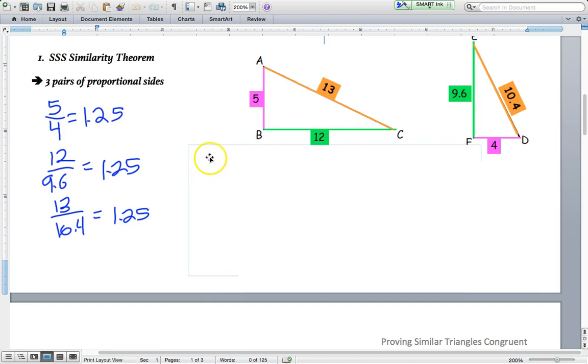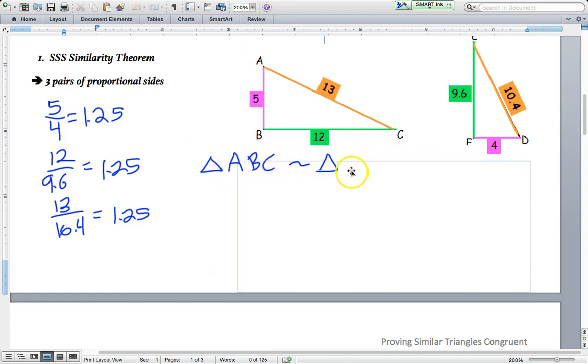So what we'll say is, we'll do a similarity statement. We're going to say this triangle is similar to this triangle. So we know we're going to have a similar symbol in here and another triangle symbol. So what are we going to call this triangle? Well, you can start with anything. Let's say we start with A, and we can say ABC. Just go alphabetical order. So triangle ABC.